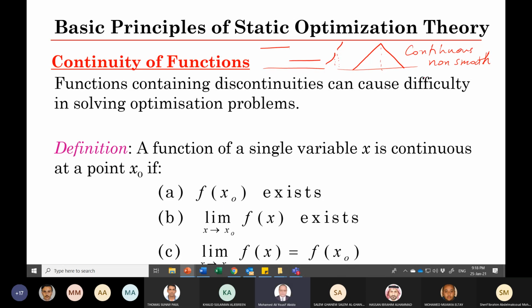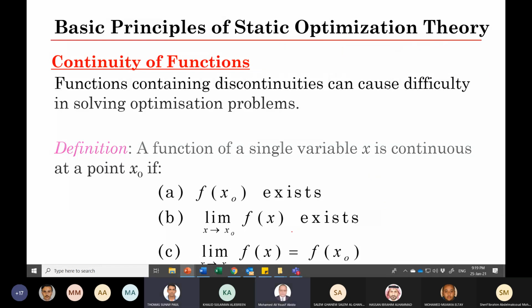So when you approach x0 from this side, you approach this value. And when you approach x0 from the other side, you approach this value, which is the same as the value of the function at x0. If these conditions are satisfied, you can say this function is continuous at x0. Okay?